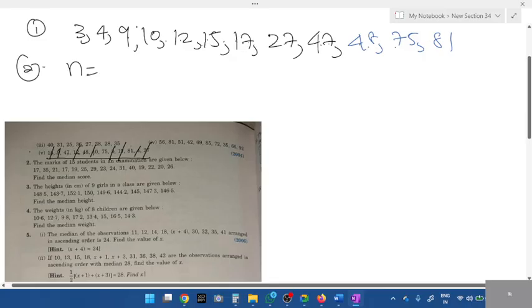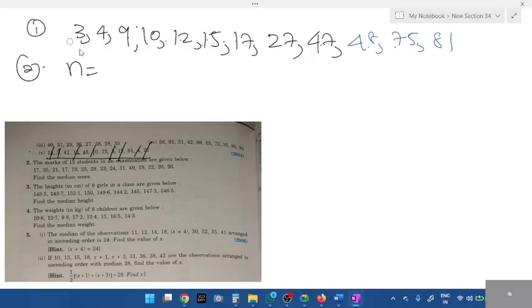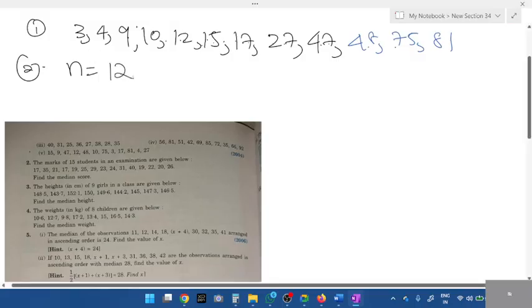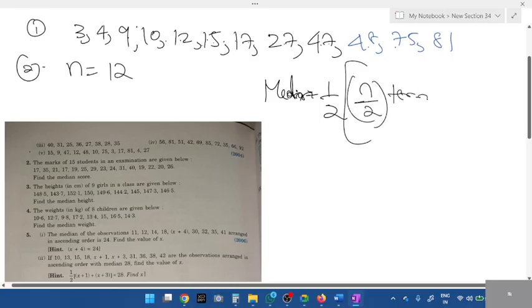Count properly, Lemula. Which question are you seeing, Lemula? How are you getting 14? 12. Is 12 even or odd, students? Even number. For an even number, what's the formula? Median is equal to half into the n by 2 term plus the n by 2 plus 1 term.